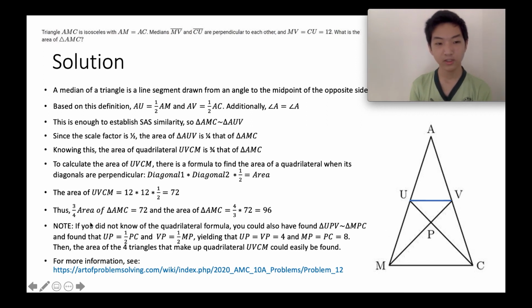So thus, 3/4 of the area of triangle AMC is equal to 72, and the area of triangle AMC is equal to 4/3 times 72, which is equal to 96.